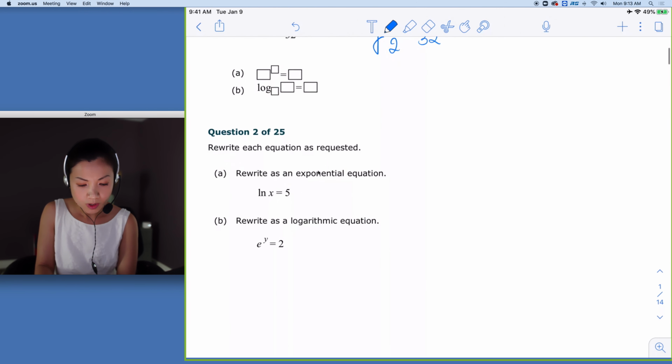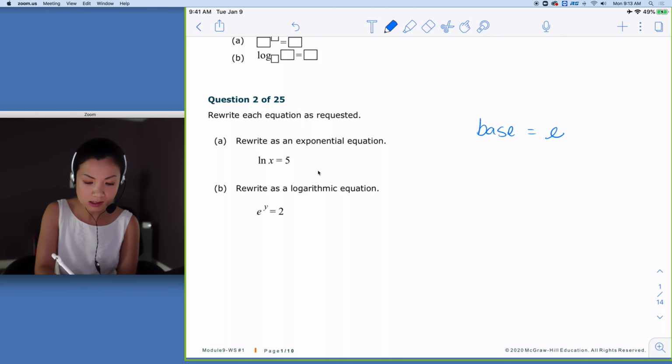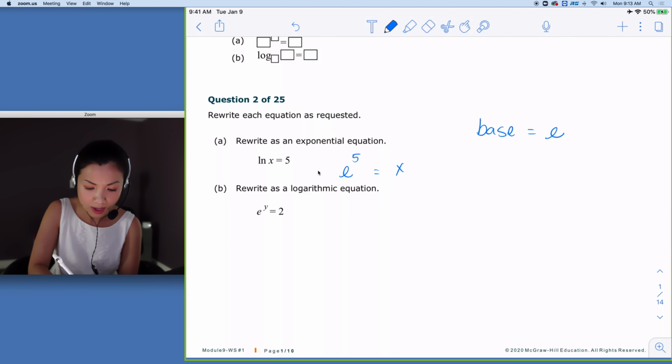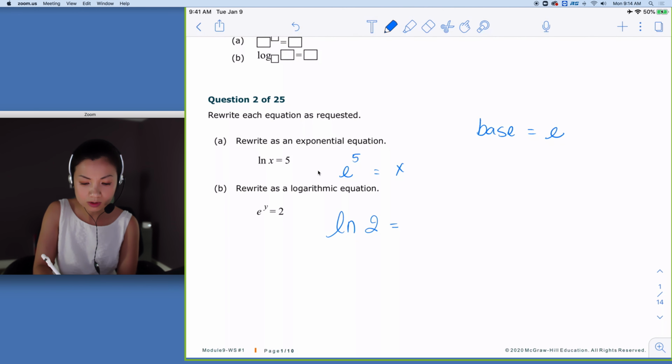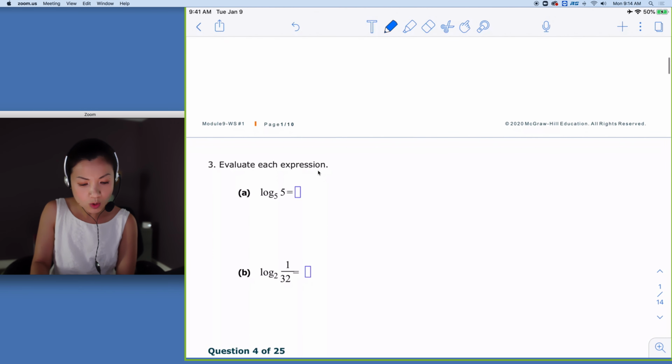Number 2. You see for number 2, we have ln. ln is when the base is e. So what we have right here, the base is e. So I'm going to have e, and then the exponent is 5 equals x. Once again, e to the y, we have ln, so it's going to be ln of 2 equals y. That's the exponent.